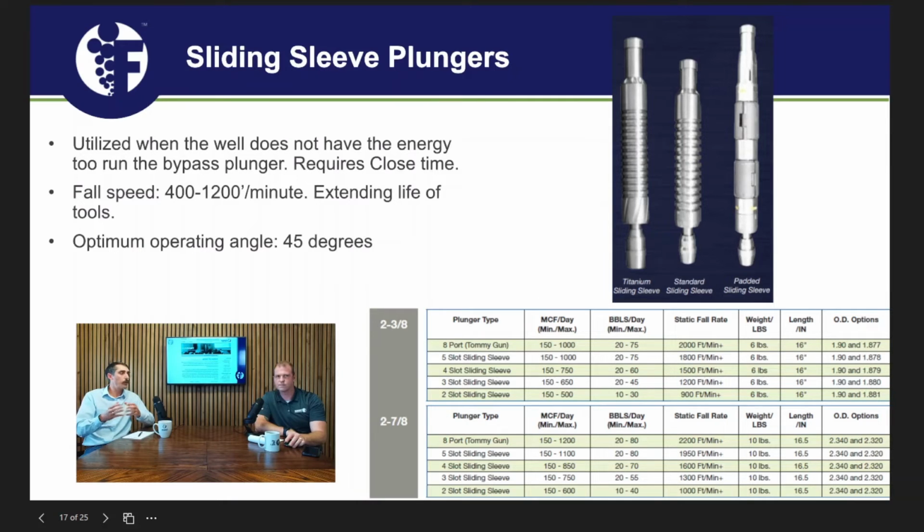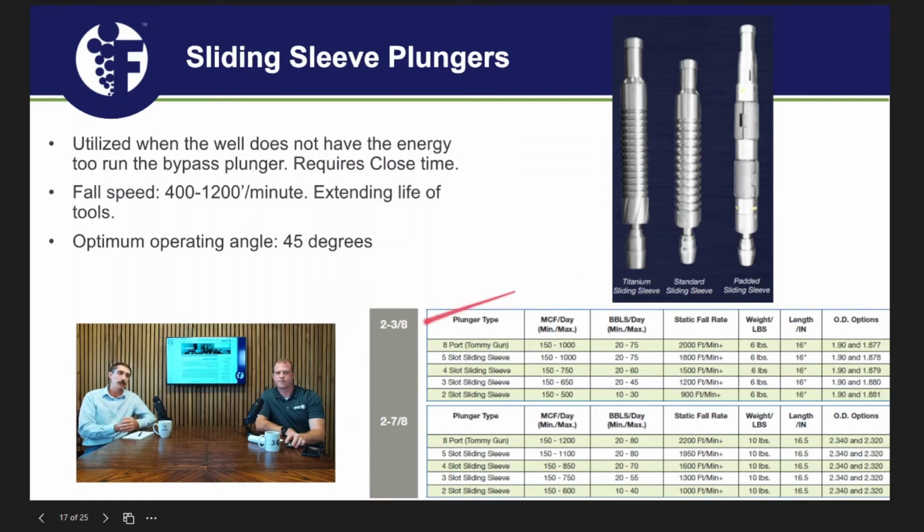We're below 65%. We need a little bit of shut-in. Well, a conventional plunger, which is the opposite end of the spectrum, we'll see may need 30 minutes to an hour just to get to bottom because it falls slowly. But the well may only need, say, 10, 15 minutes to shut in to build the energy to get it up.